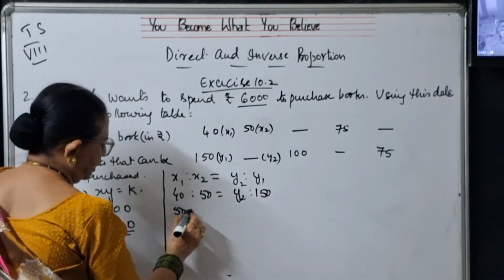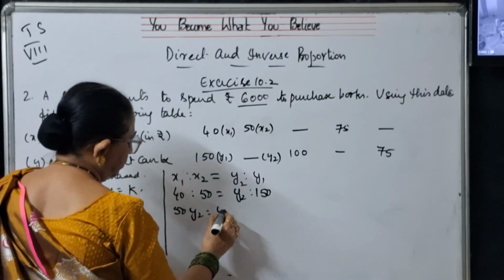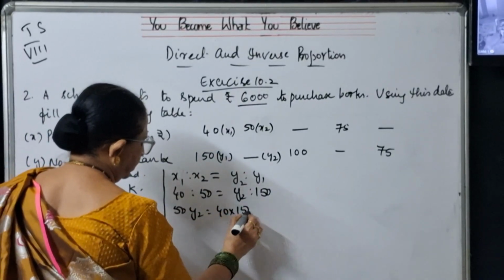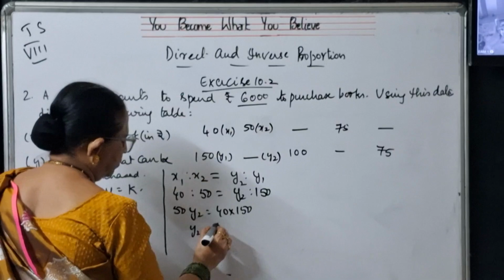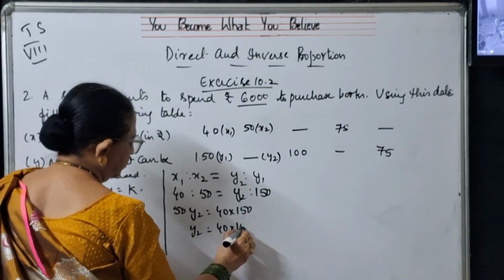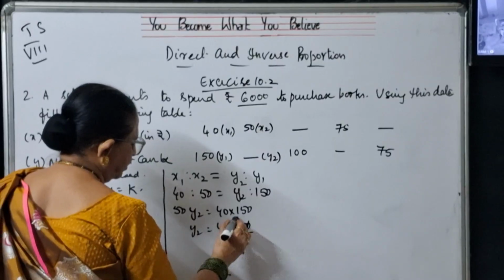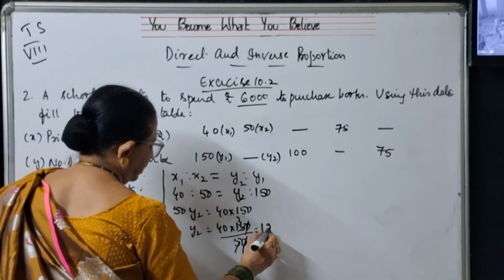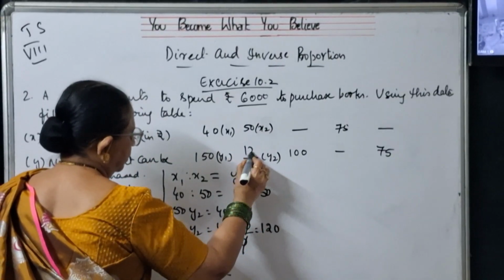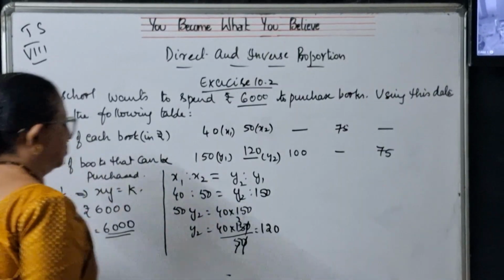That means 50 y2 is equal to 40 into 150. So what is y2? 40 into 150 by 50. 0, 0, 5 ones are 5, 5 threes are 15. That is 120. So here you are getting 120.